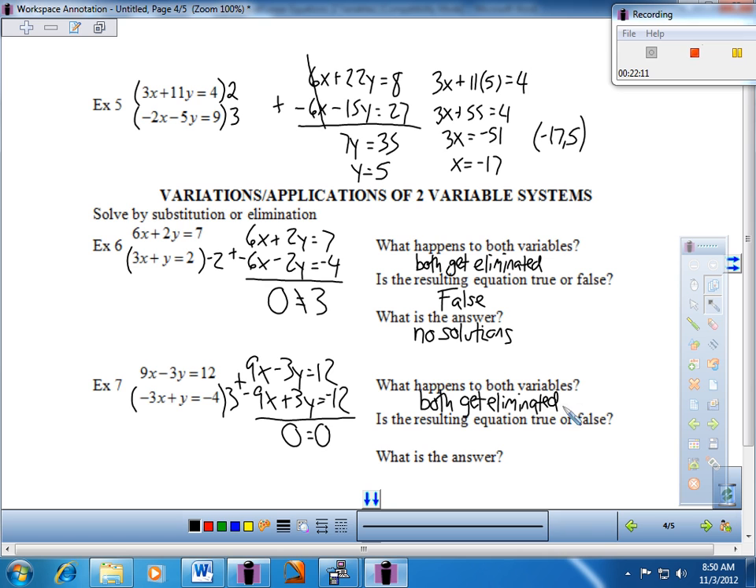Is the resulting equation true or false? Well, it's true. 0 does equal 0. So we do have to be a little careful here. It's not that I can put in any x and y values and have them work. It's all the x and y values for this particular line, because as we can see, everyone, it's just the same line, just by the way it was written initially, just multiplied by a different factor.